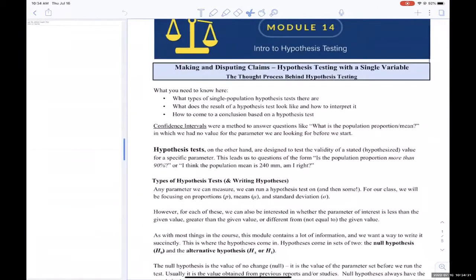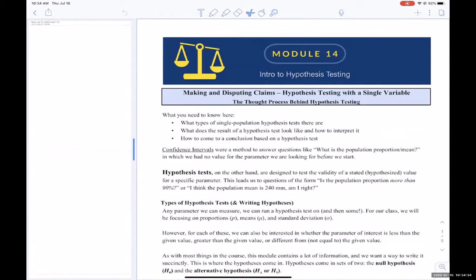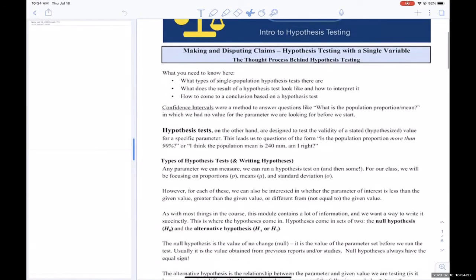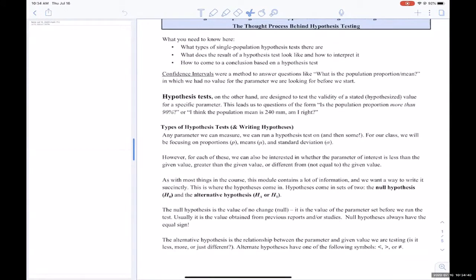Hypothesis testing. Okay. So module number 14 deals with intro to hypothesis testing. Hypothesis tests are designed to test the validity of a stated hypothesized value for a specific parameter. So the parameters that we focus on, the three parameters, are what? Mean, proportion, and what? Standard deviation. Those are the three parameters that we focus on, right?